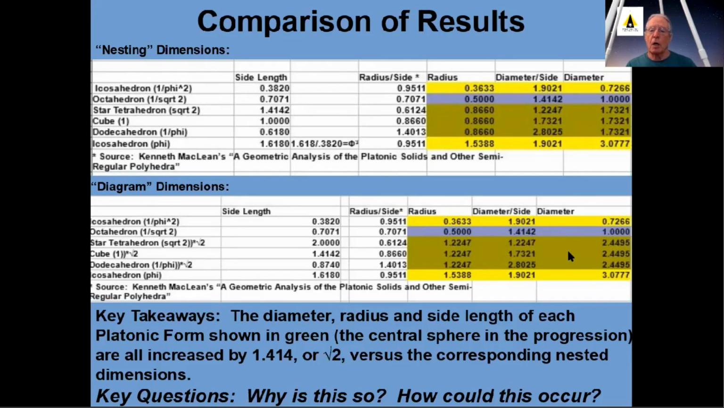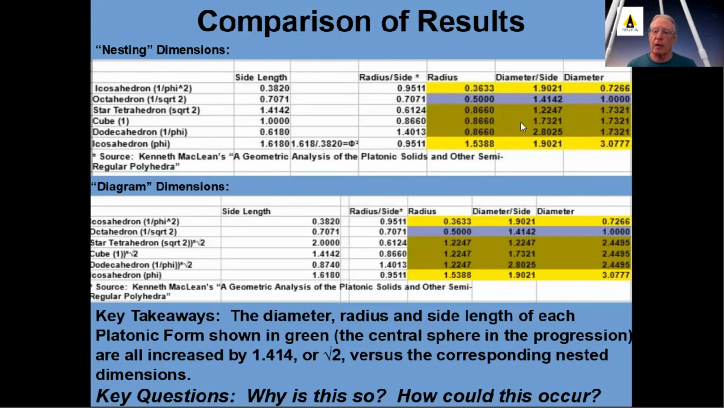The dimensions of the diameter and radius of the three interior or middle sphere forms, the star tetrahedron, cube, and dodecahedron, are different. And the diameter, you can see, is in each case 2.44 instead of 1.73. Well, you do a simple math calculation and you say, oh, look at that. It's a factor of the square root of 2, or 1.414. That's the multiplier.